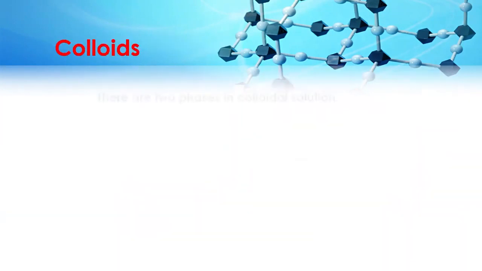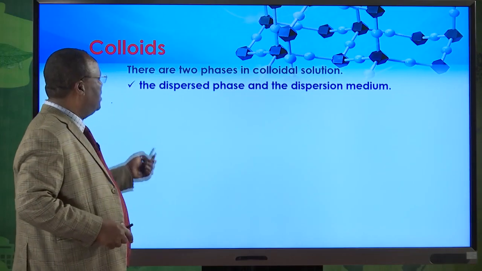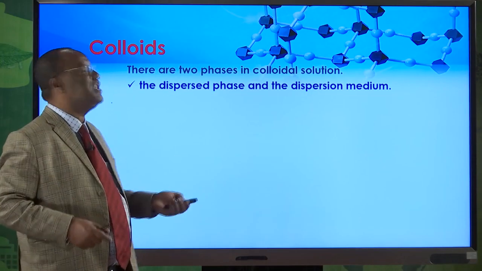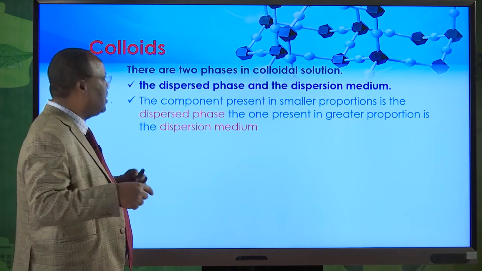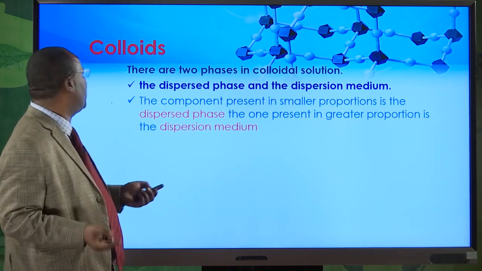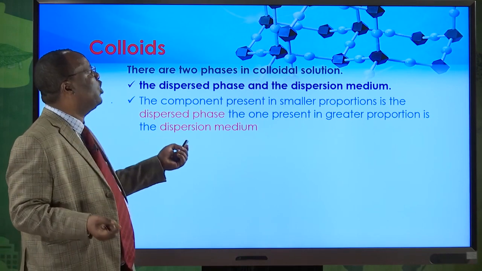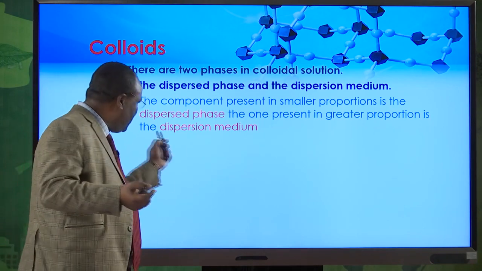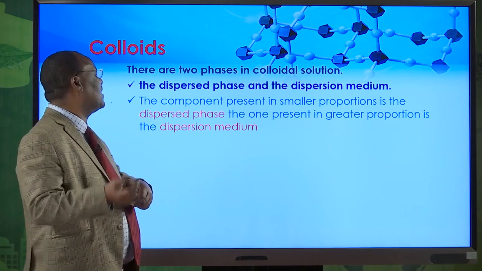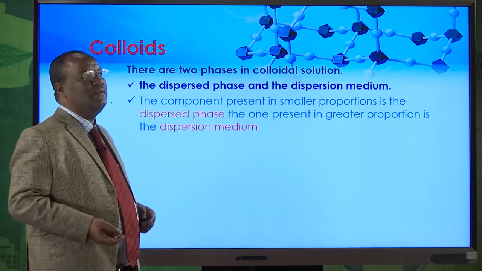These all are examples of colloids. There are two phases in colloidal solutions. What are the two components in solutions? Solute and solvent. What about in case of colloids? The dispersion phase and the dispersion medium. What are the dispersion phase and the dispersion medium? The component present in a smaller proportion is the dispersion phase. The one present in greater proportion is the dispersion medium.